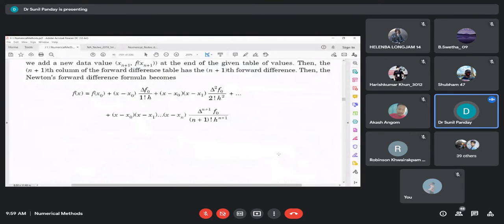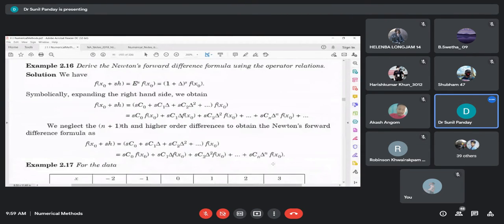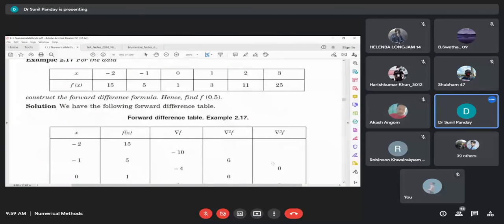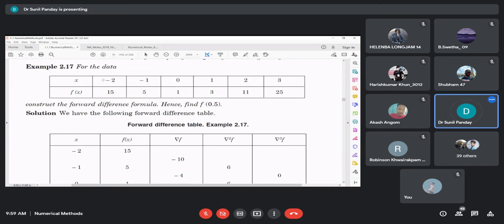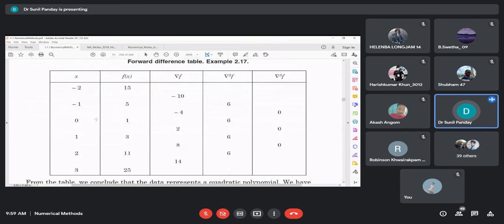So we will see one problem. Okay, so we have this data. When we are using this forward difference interpolating formula, first we check whether the values are equally spaced or not. You can see the common difference between two values is 1. So it means it's equally spaced data. So we'll construct its corresponding difference table. This is the table.